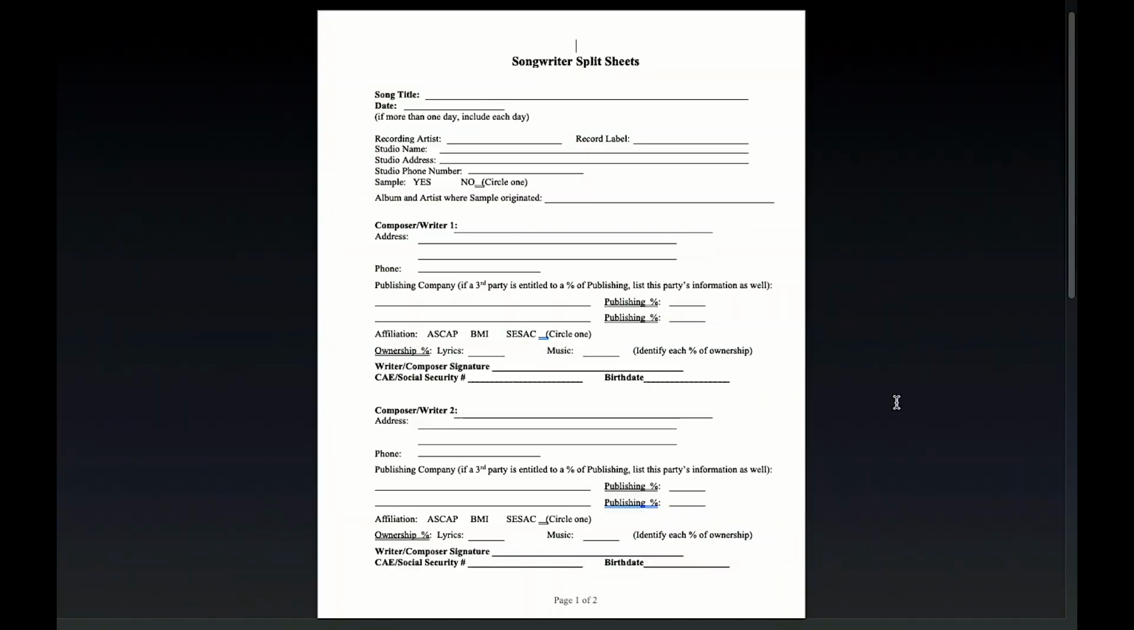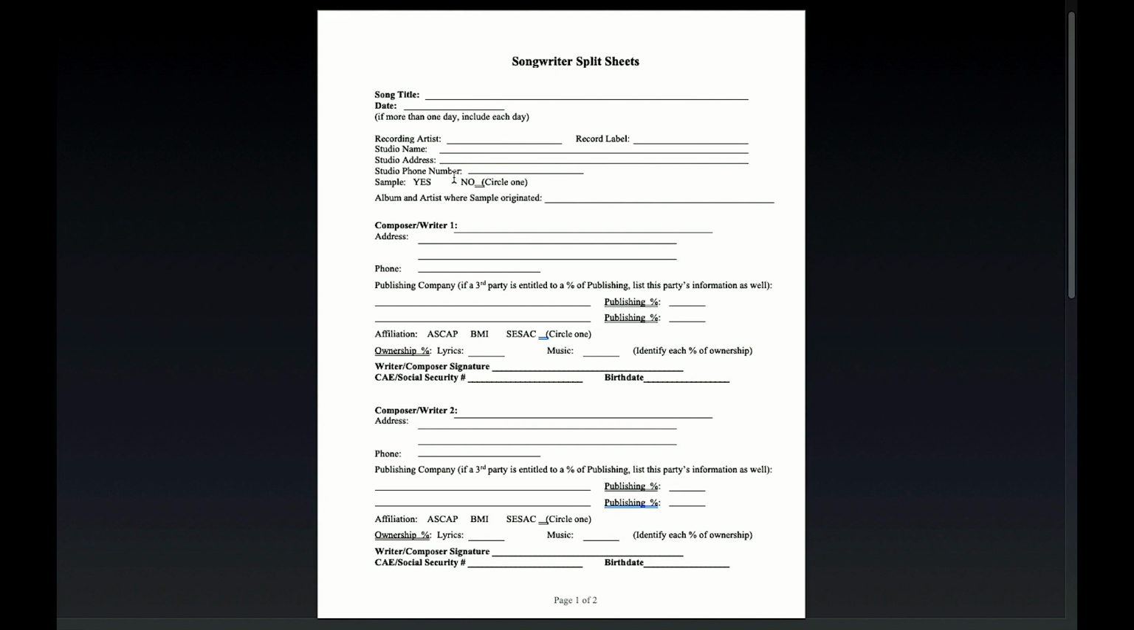Okay, here's an example of a split sheet. Let's break it down a little bit. At the top here, you have the song title. Then you can go into the date. Then you have the recording artist. This recording artist spot right here would be whoever's track it actually is. So the first person's name, featuring so-and-so, it would be the first person's name. If they're attached to a record label, you will put that in. The studio you recorded at, the studio address, and also the studio phone number if you have it.